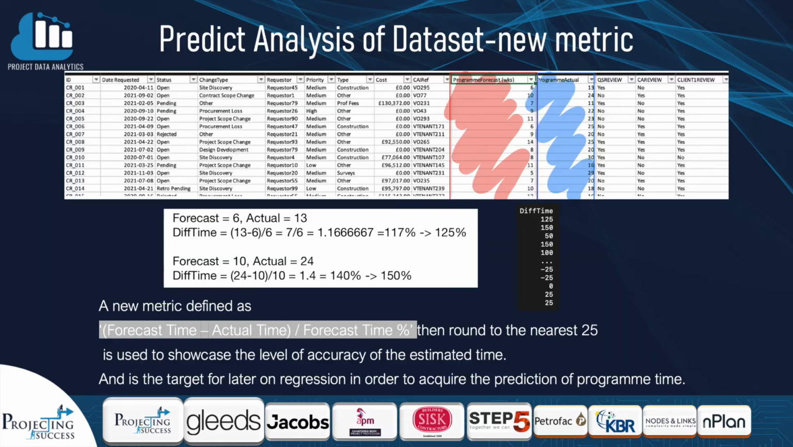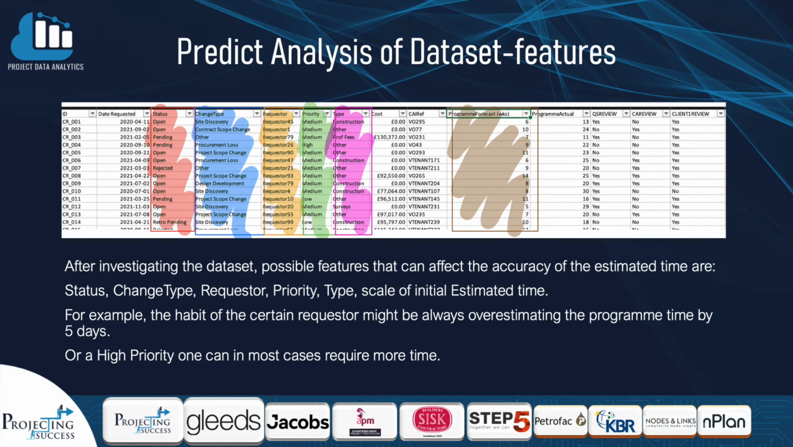While looking into the prediction process, a new metric defined as the forecast time minus actual time over forecast time is used to showcase the level of accuracy of the estimated program time, and is also the target for the later regression process in order to acquire the prediction of the actual program time. After investigating the dataset, possible features that can affect the accuracy of the estimated time are the status, change type, requester, priority, type, and also the scale of the initial estimated time. For example, the habit of a certain requester might be that they always overestimate the program time by 5 days, or a high priority one can in most cases require more time than estimated.